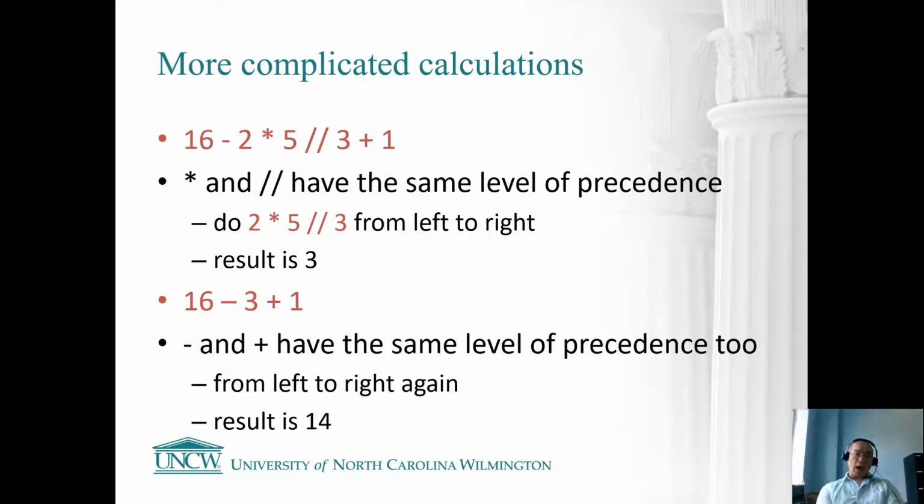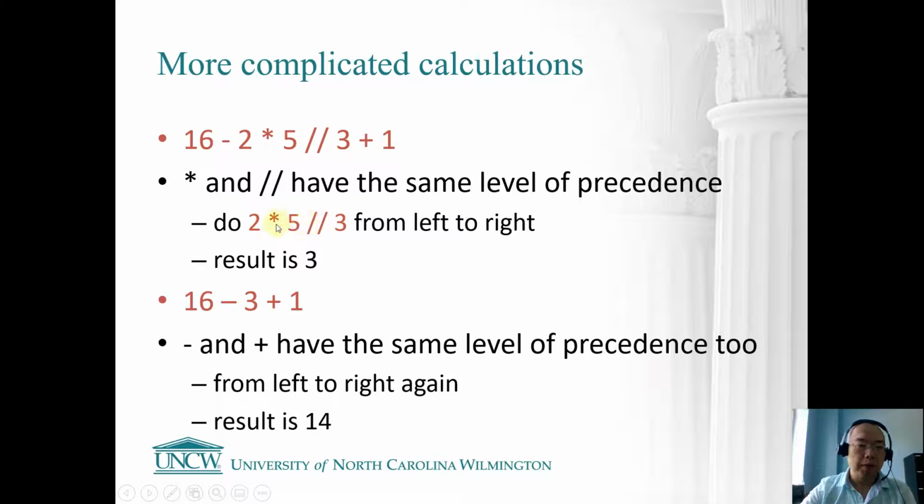If you have a long calculation with multiple operators, you need to figure out which operators have the highest level of precedence. So for this example, we have subtraction, multiplication, floor division, and addition. And you should know multiplication and floor division are on the same level, and subtraction and addition are lower. So now we really have to figure out 2 multiplied by 5 and floor divided by 3, because that is the part with the highest precedence.